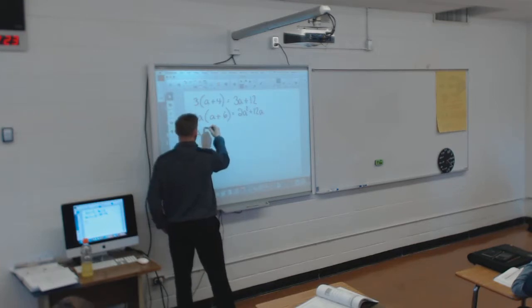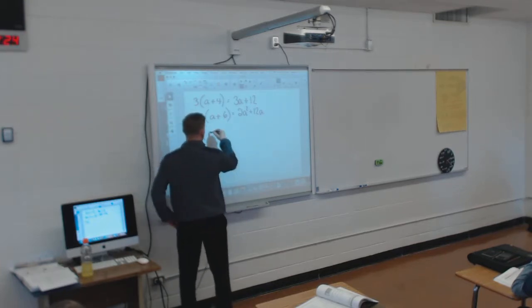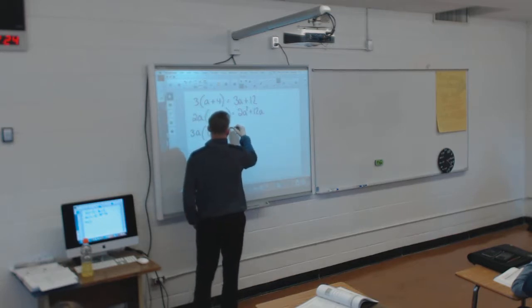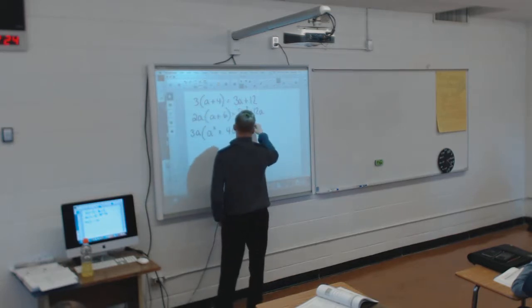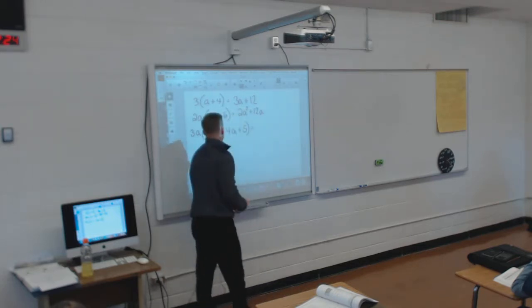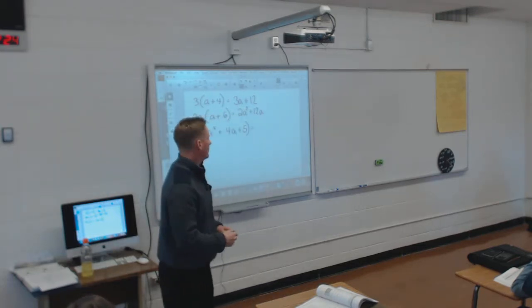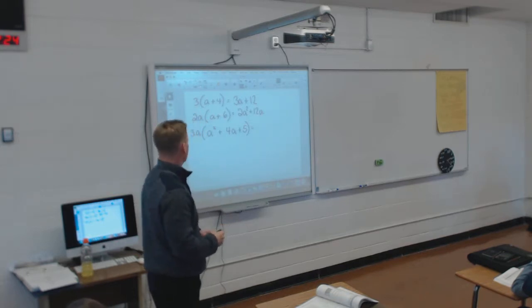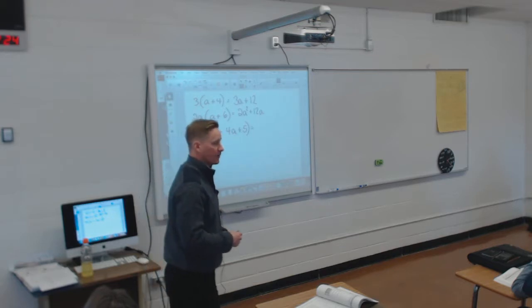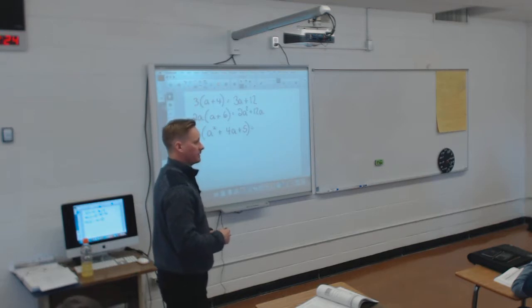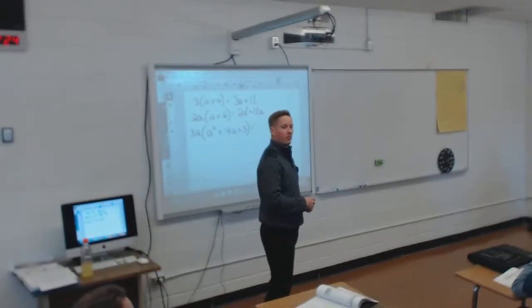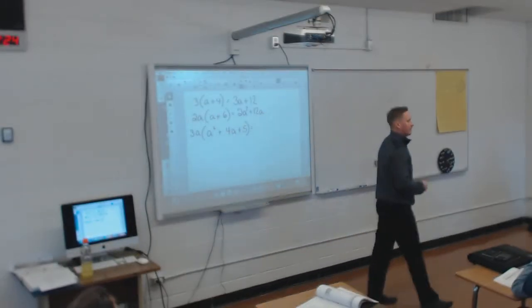Let's go 3a. This time I'm going to multiply it by a trinomial: a squared plus 4a plus 5. Okay? Rory, go ahead. A squared plus 12a plus 15a. Or would you add the 15a plus 12a? Okay. Let's start at the beginning again. What did you say the first was? A squared. A squared, do we agree? Yeah? No. What should it be? 3a. No?